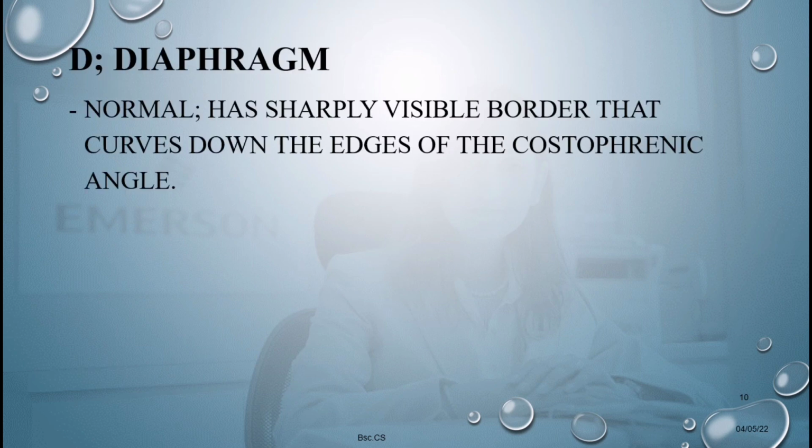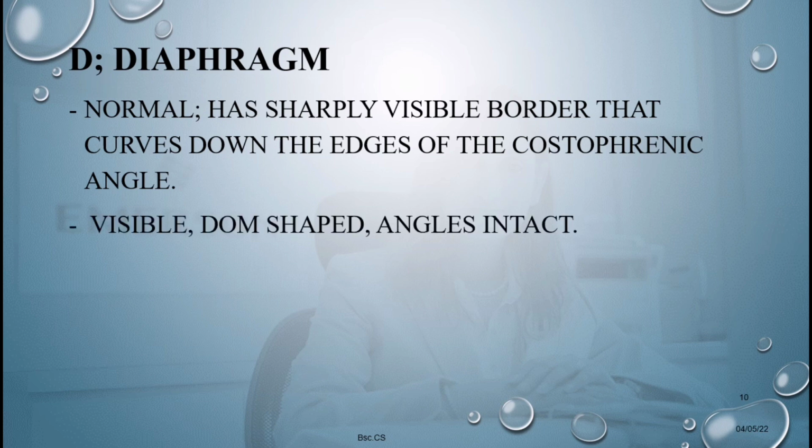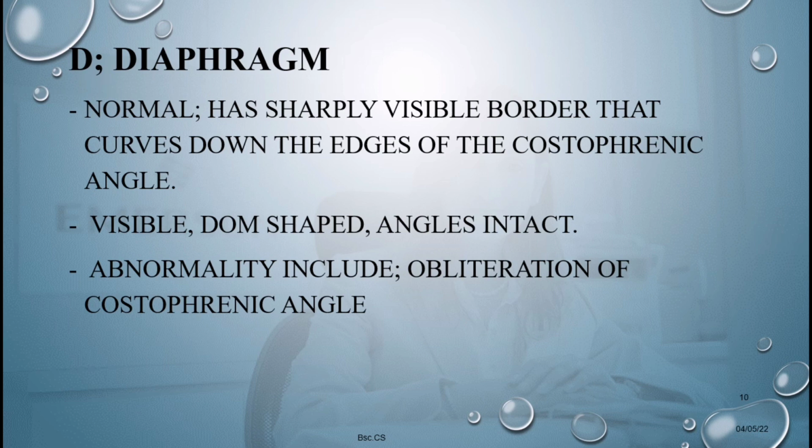Okay, then D is for diaphragm. So is the diaphragm normal? So how does it look if it's normal? It has a sharply visible border that curves down to the edges of the costophrenic angle. They should be visible and dome-shaped with angles intact. Then abnormalities we can have are obliteration of the costophrenic angle, especially in pleural effusions. That's when it gets obliterated, but of course there are also others.